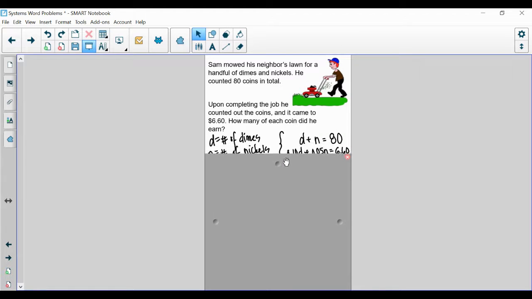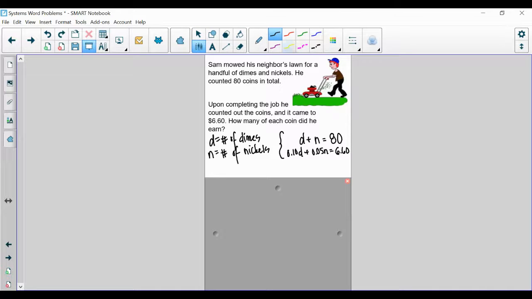And you're back. So again, I used D and N here to represent dimes and nickels. I said D plus N equals 80 because we have a total of 80 coins. And I said 10 cents per dime plus 5 cents per nickel equals $6.60. The one thing that I want to draw your attention to here are these decimals. If we look really carefully, we can see that I'm writing the worth of our dimes in terms of dollars, right? The way that I've written 5 cents and 10 cents is in terms of dollars.